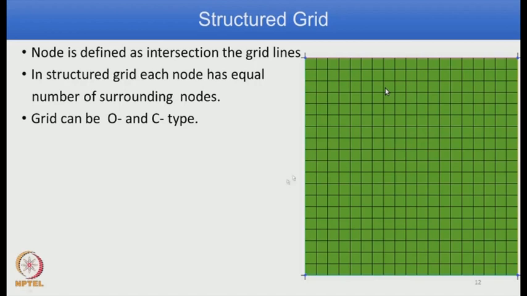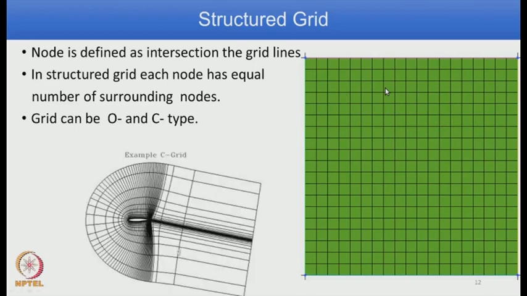Depending on the overall arrangement of the grid, a grid can be called either O type or C type or H type. For example, this is a flow past an aerofoil, a structured grid, and if you look at the overall shape, it looks like the alphabet C. So, this is what is called a C grid, and in this case it can be body fitted.